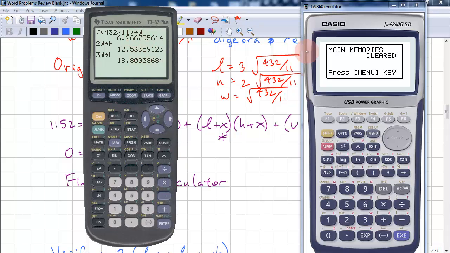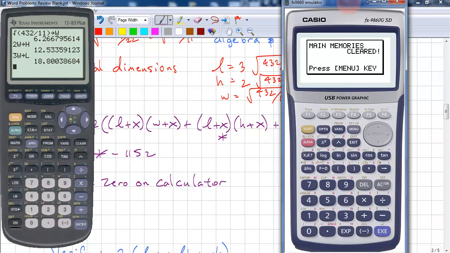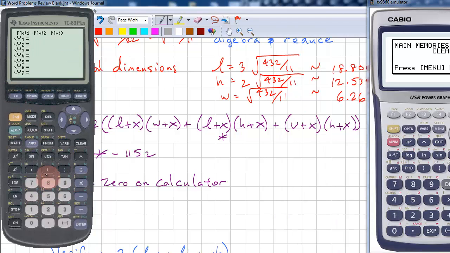And we have exact values. We don't have to worry about approximate values. And we enter the formula. We go to y equals, and we have 2 bracket bracket L plus X. We use this X, and W plus X plus bracket alpha L plus X, alpha H plus X, plus alpha W plus X bracket bracket alpha H plus X bracket bracket minus 1152.